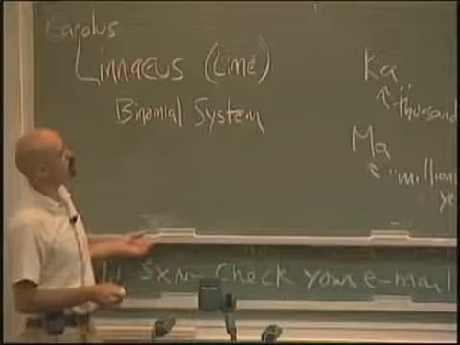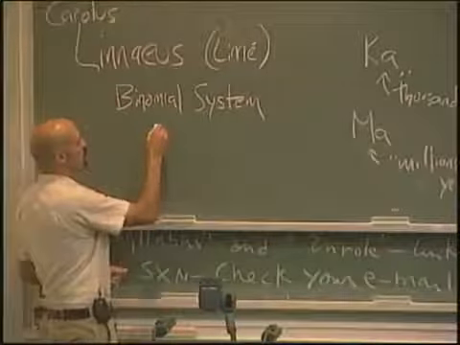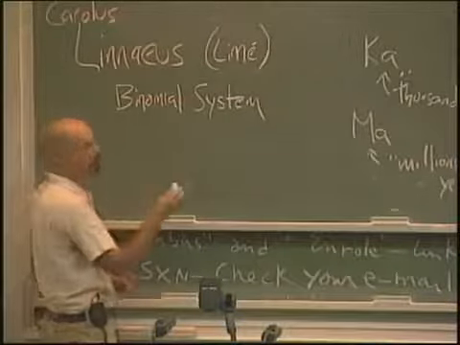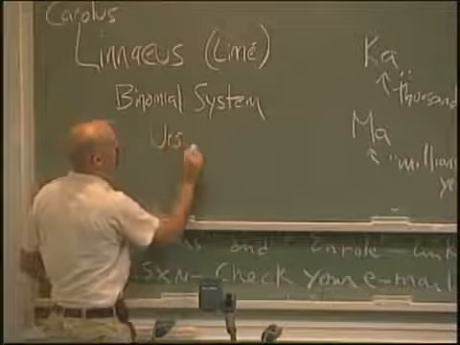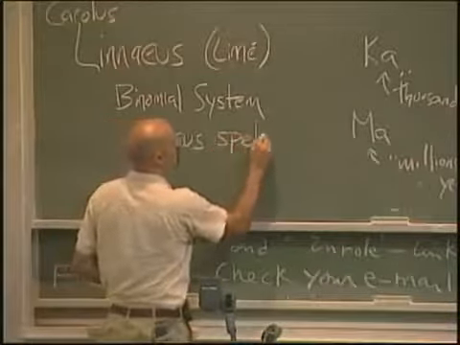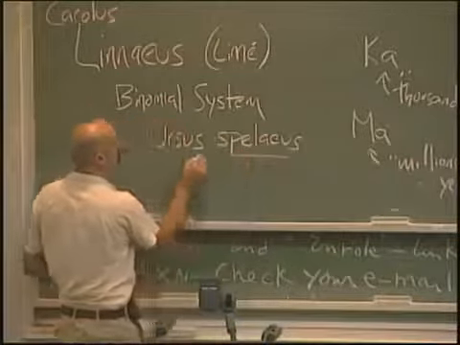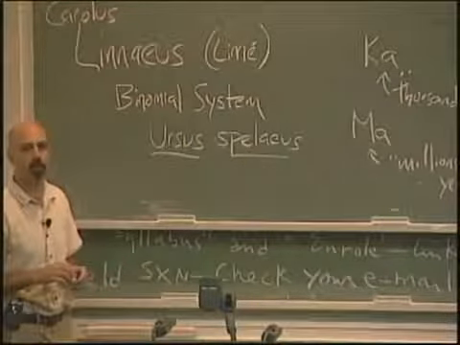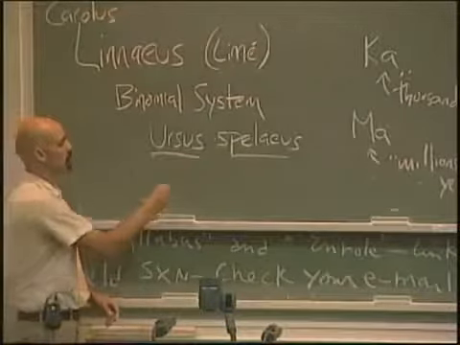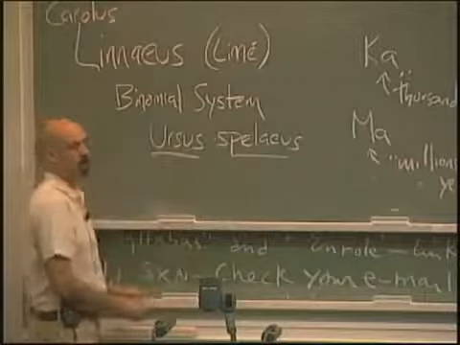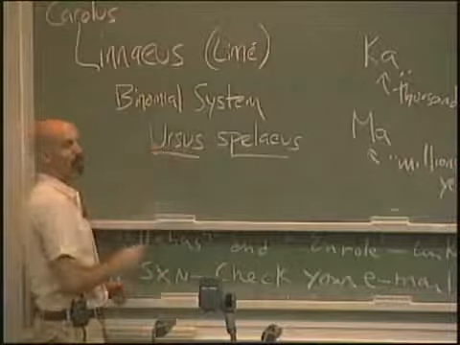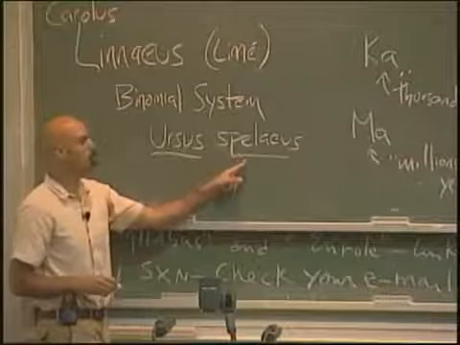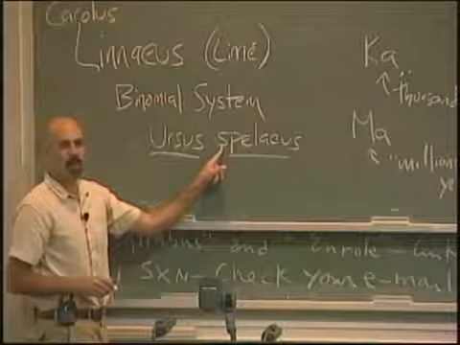And what he did was suggest that we use a binomen, a two-part name, such as Ursus spelaeus, so that each kind of organism, each species of organism, would have a two-part name like this, comprised of a genus and a species. The genus that we capitalize goes first, followed by the specific epithet that goes second, that's not capitalized.